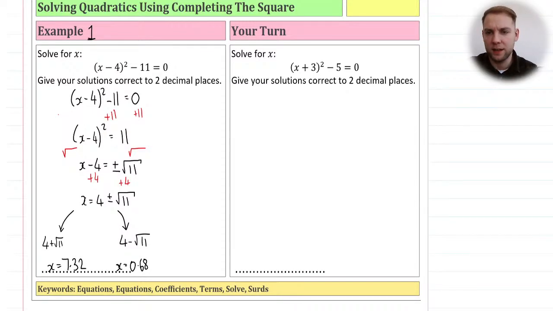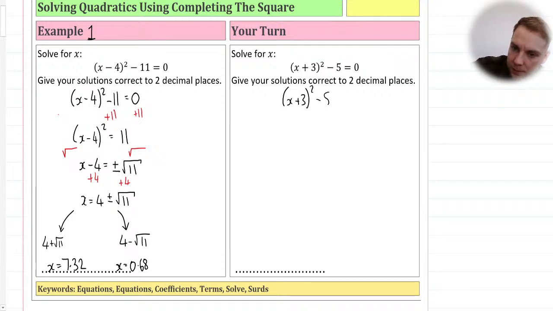All right, let's have a little look at it then. So, we're just solving this like a normal equation, but when we're square rooting, we need to do the plus and minus. That is the biggest difference. So the first thing I need to do is add the 5. So it's going to be x plus 3 all squared is equal to 5.